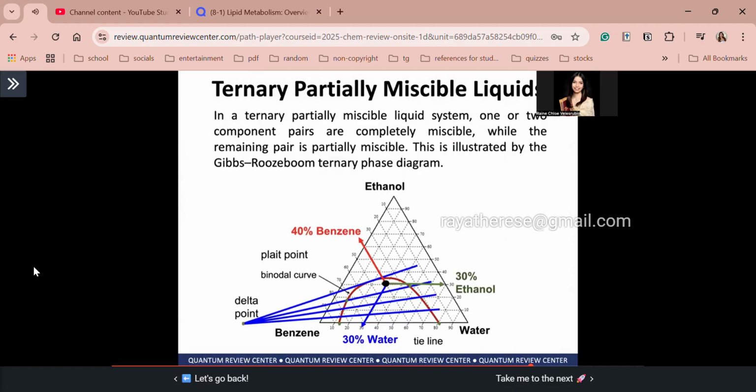Now guys, we have this type of partially miscible liquids and we call this ternary partially miscible liquids. In the ternary partially miscible liquid system, one or two component pairs are completely miscible, while the remaining pair, within the curve, is partially miscible. And I illustrate this on a Gibbs-Roozeboom ternary phase diagram as shown below.